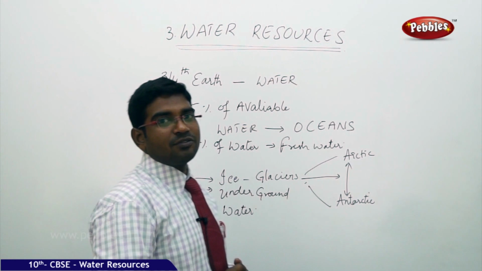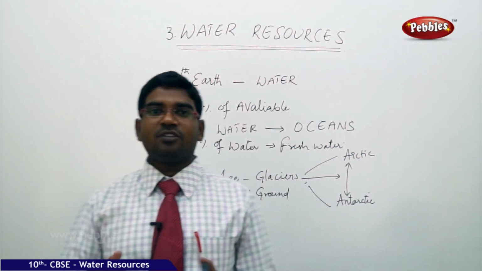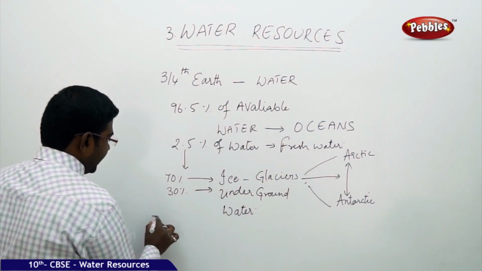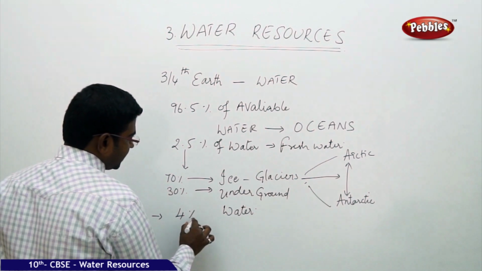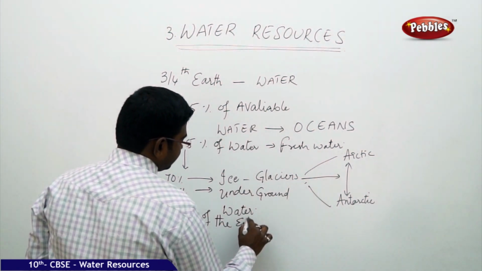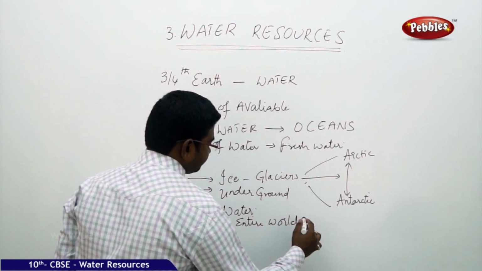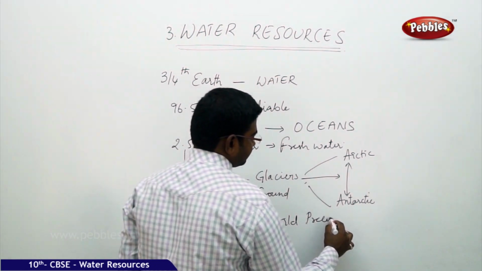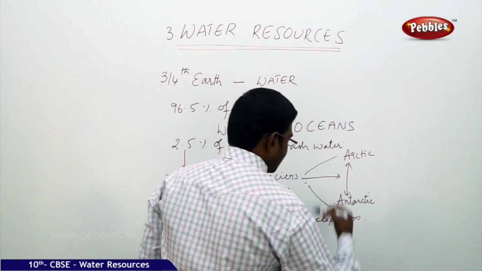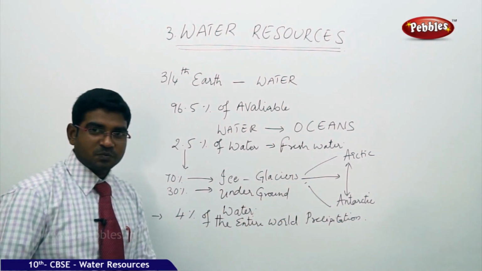Now, when we talk about the findings, how much water is available to us? In India, we found that India receives 4% of the entire world precipitation.